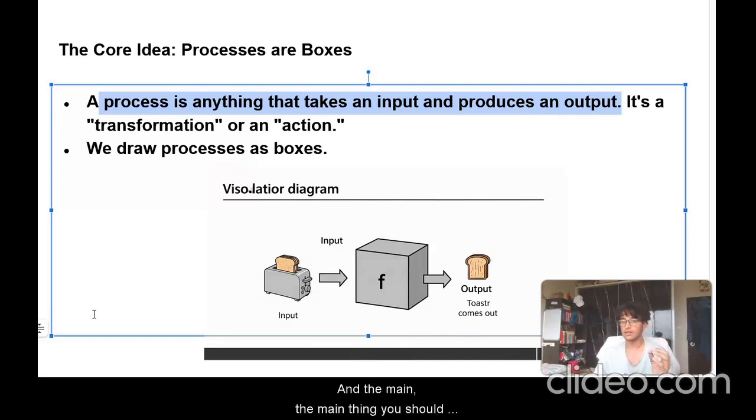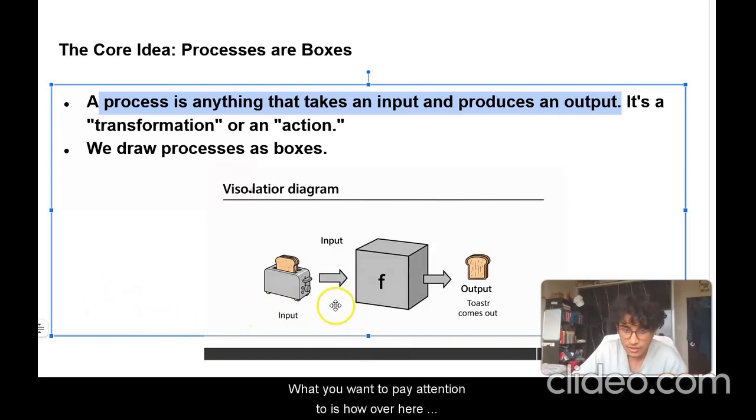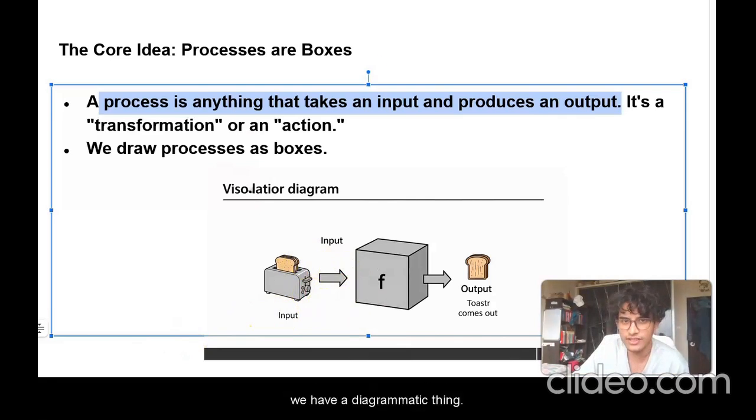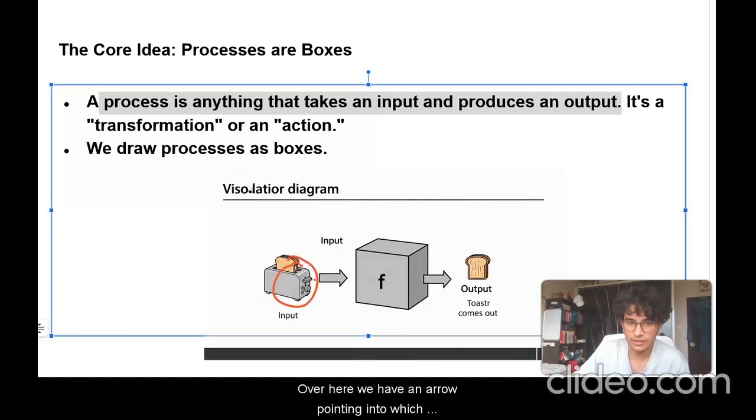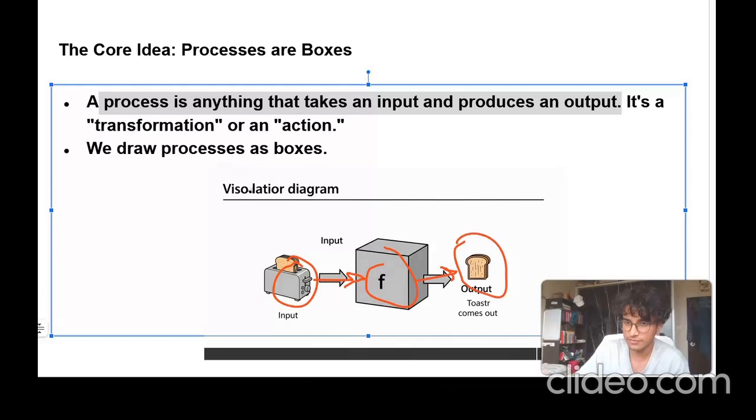The main thing you should pay attention to, because these are all very obvious examples, is that over here we have a diagrammatic representation. We pay attention to our diagrams. So you have an object over here. We have an arrow pointing into which transformation is undergoing. F over here represents that transformation, and we have an output, toasted bread. All right, object B and object A.